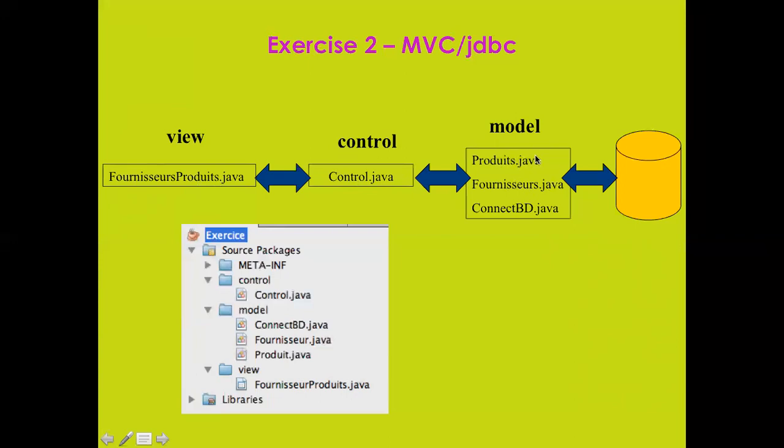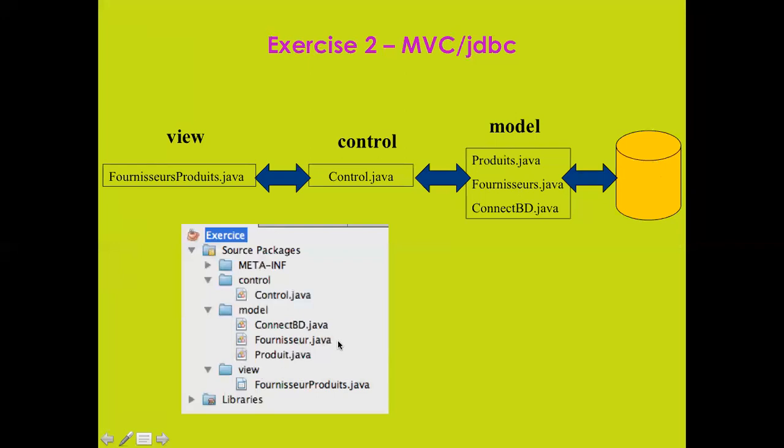represent exactly the corresponding content of the relational tables stored in a database. Here we have a table called products and another table called providers, so we need two corresponding Java classes. And another class, ConnectDB, which realizes the connection using JDBC with the tables I have just mentioned.